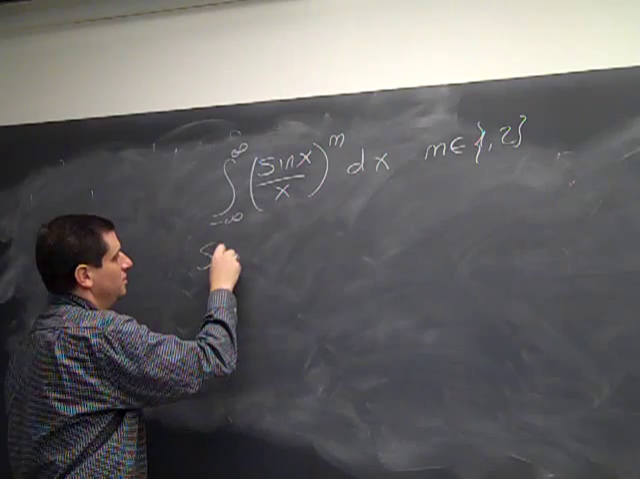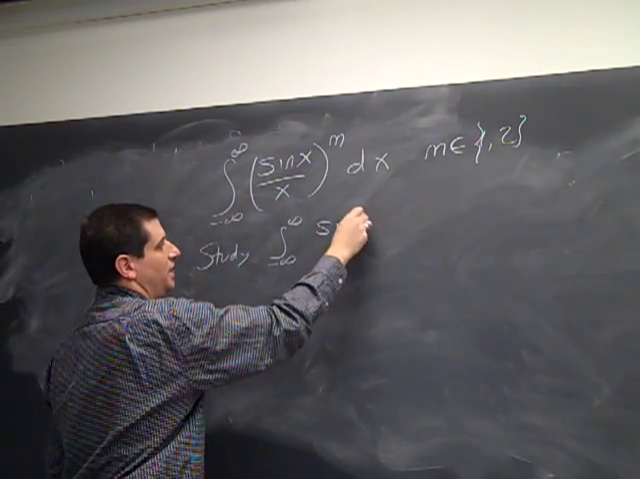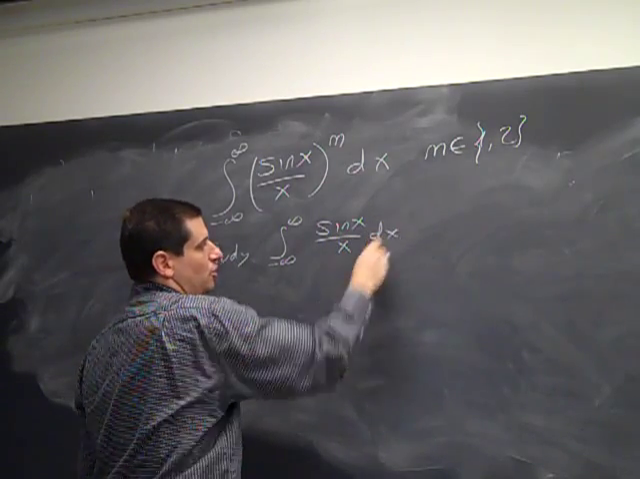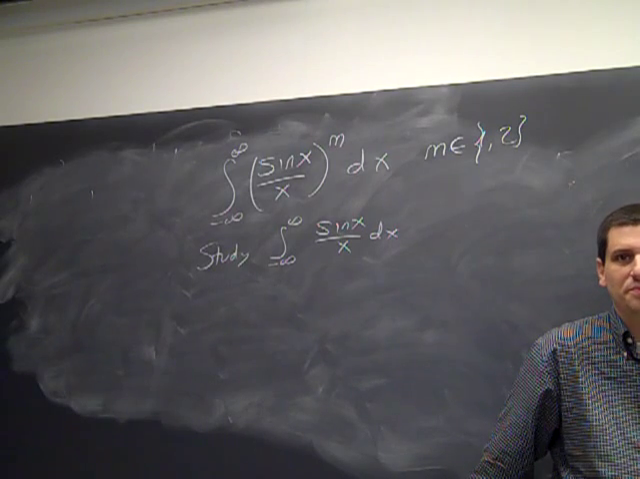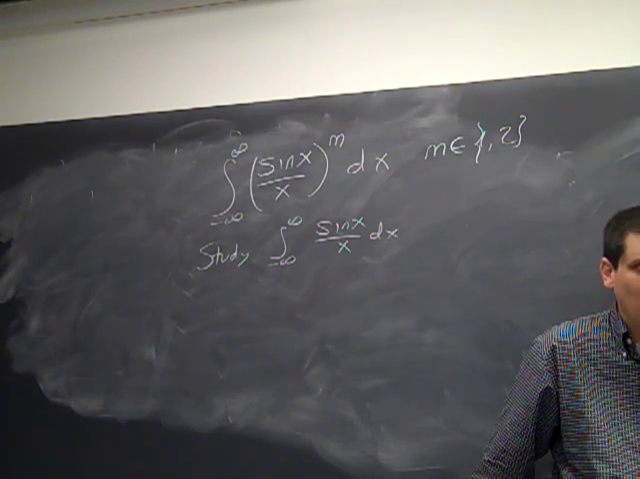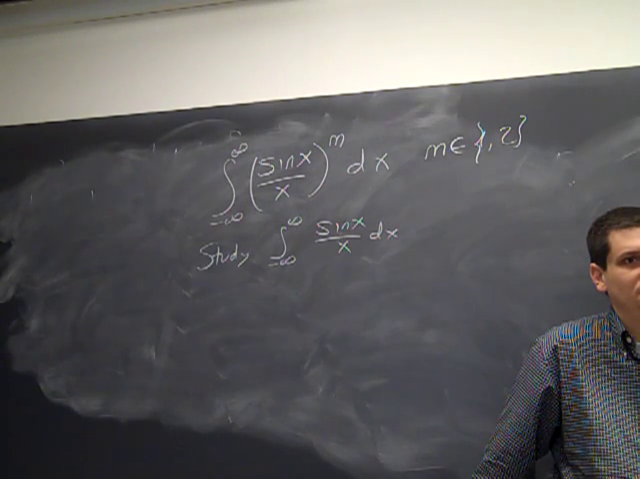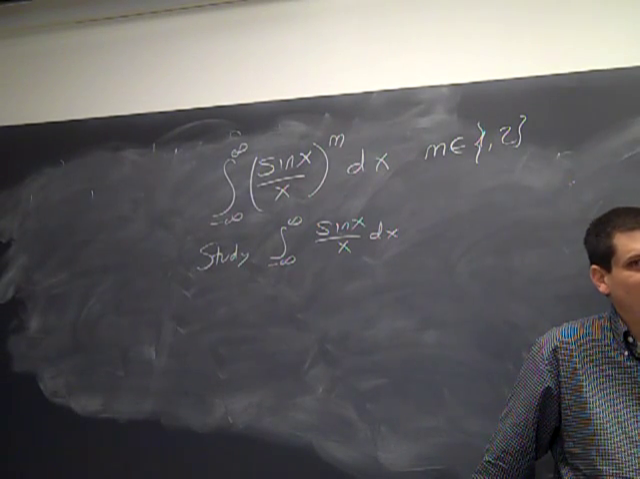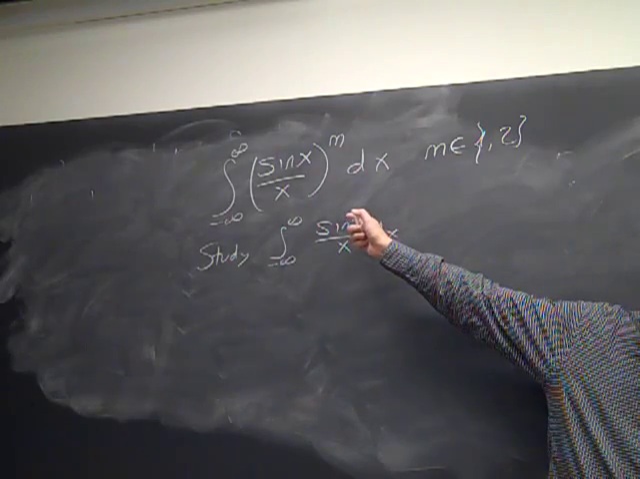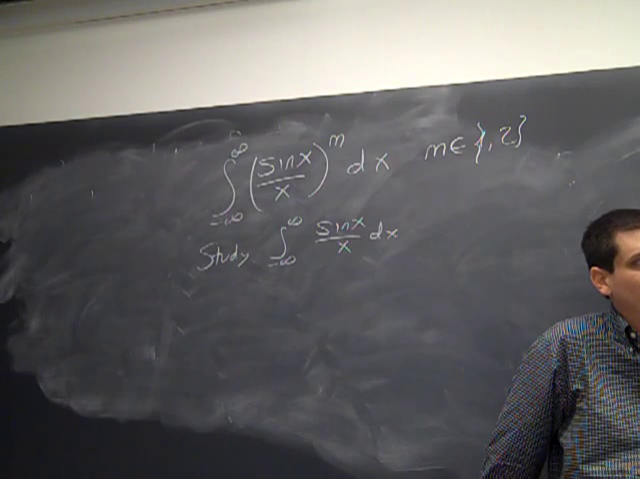So let's study the integral from minus infinity to infinity of sine of x over x dx. What's the first thing you should ask yourself? Where does this thing blow up? Does it blow up at 0? No, it's 1 at 0. The expansion of sine is x minus x cubed over 3 factorial. This is well defined at 0.